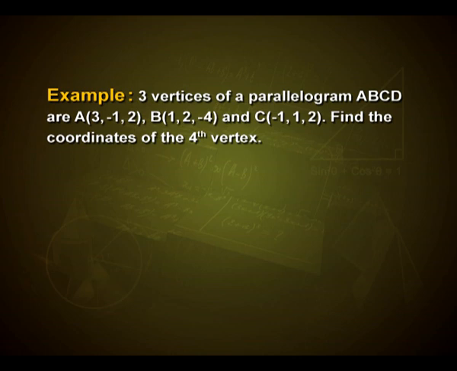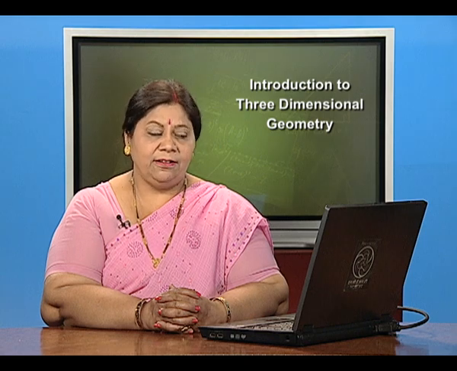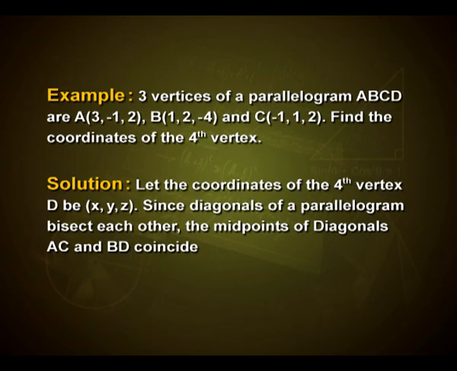Vertices of a parallelogram ABCD are A (3, −1, 2), B (1, 2, −4) and C (−1, 1, 2). Find the coordinates of the fourth vertex. Look into the solution here. Let the coordinates of the fourth vertex D be (x, y, z).